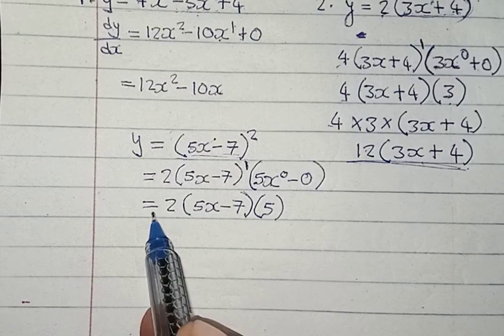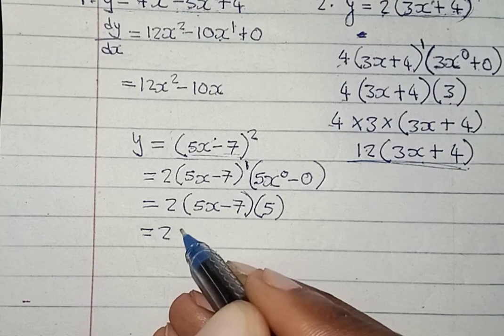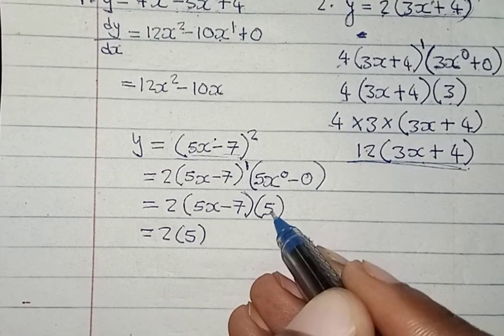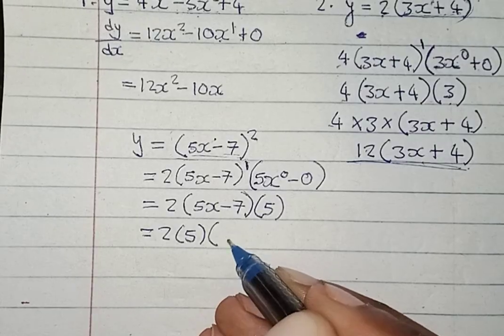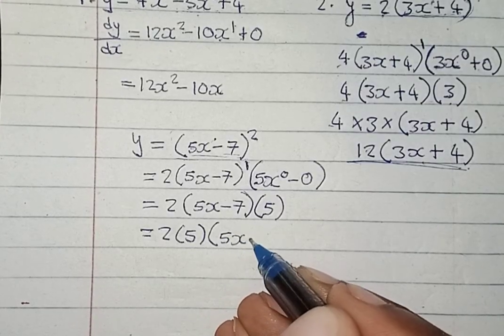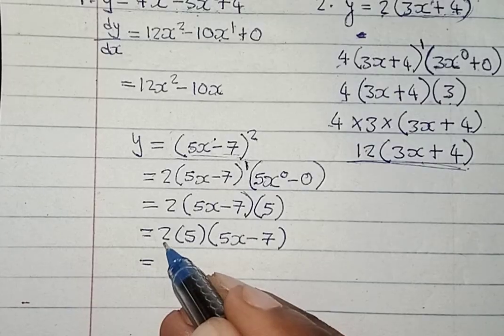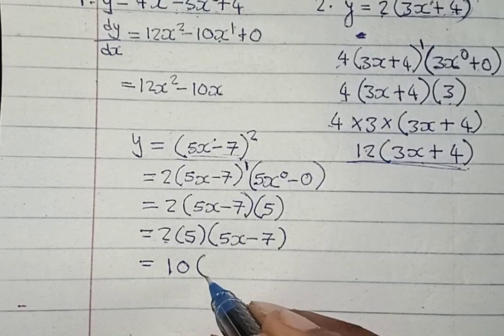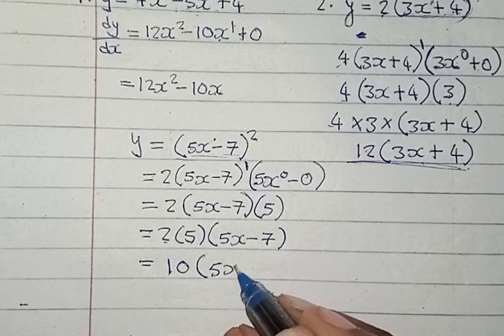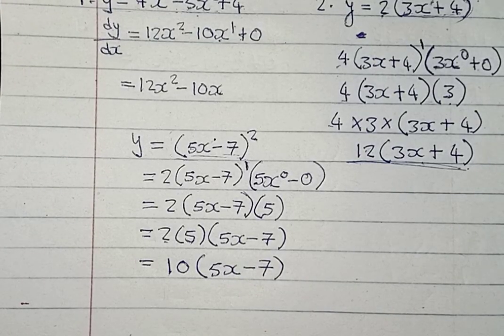We multiply these two numbers. We can rearrange. We have 2 multiplied by this 5. We put it here. Then lastly, we have 5x minus 7, like that. And 2 times 5 is 10. Open parenthesis, 5x minus 7, like that. So this is differentiating using the chain rule.